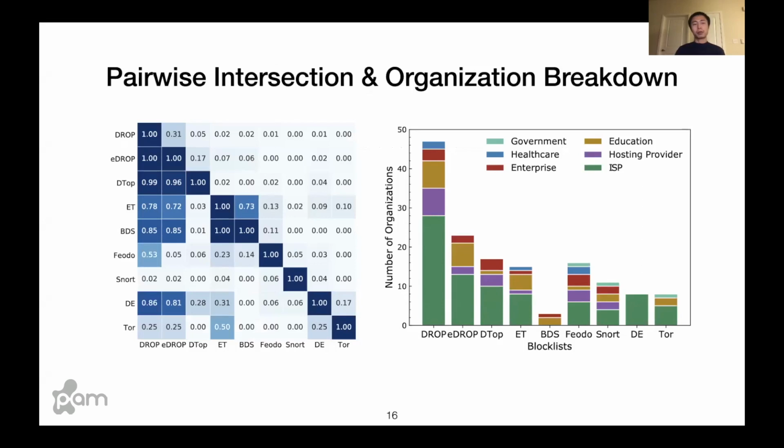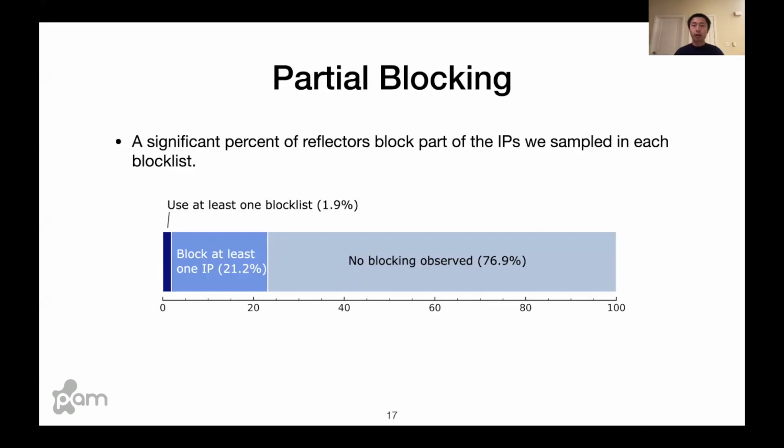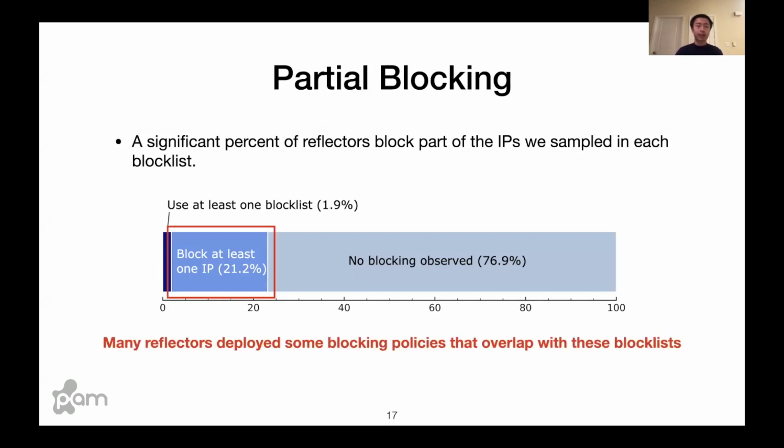We also look into the pairwise intersection and organization breakdown of all the reflectors that use certain blocklists. There are some interesting results you can find in our paper. Besides that 1.9%, there's still a significant percentage of reflectors that block part of the IPs we sampled in each blocklist, but not all, as we can see from the graph. This suggests that many reflectors deploy some blocking policies that overlap with the blocklists we chose.